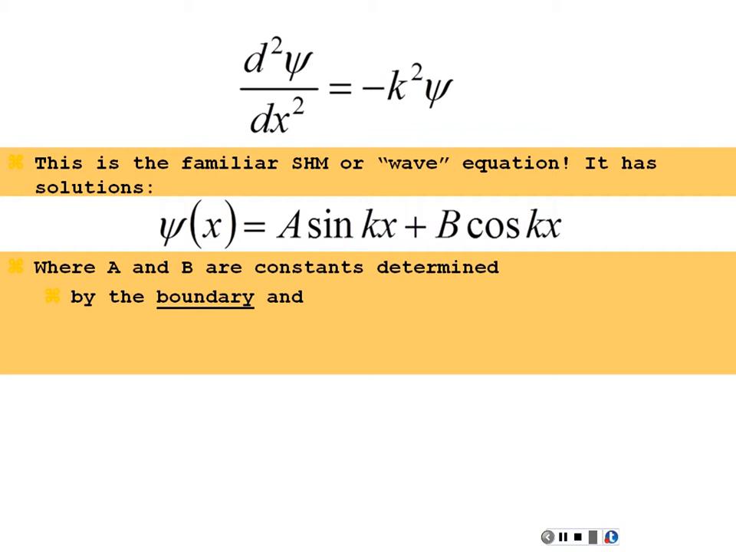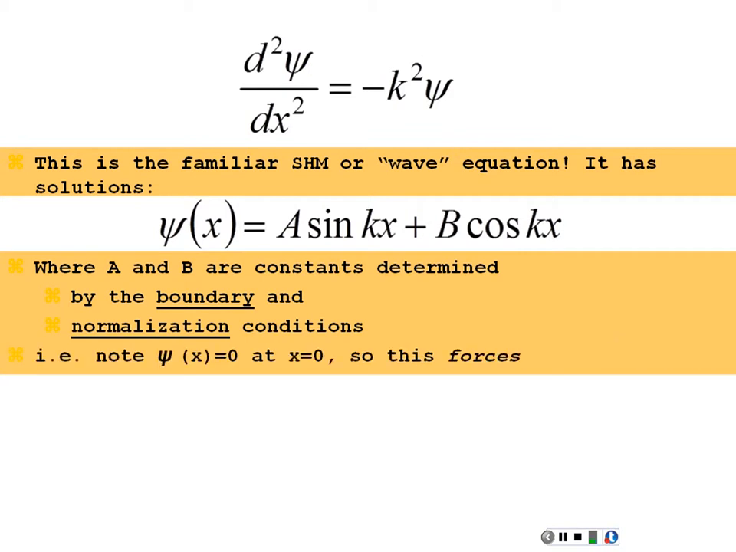We can determine our constants A and B by our boundary conditions and our normalization conditions. In particular, we do have boundary conditions in this case with our infinite square well. We know that with this large infinite potential at 0 and L, we should have nothing at x equals 0. The wave function should terminate at that point because it cannot go beyond that wall.